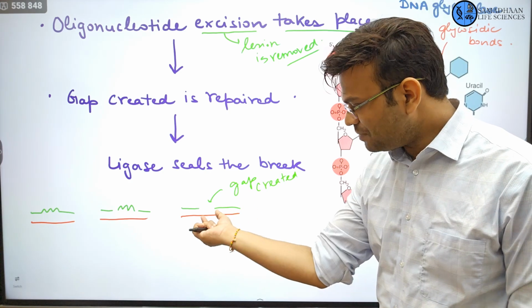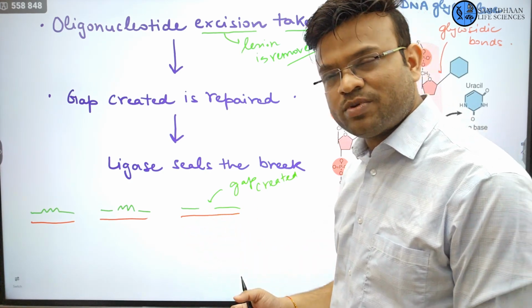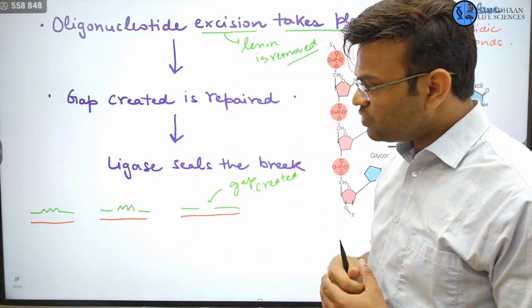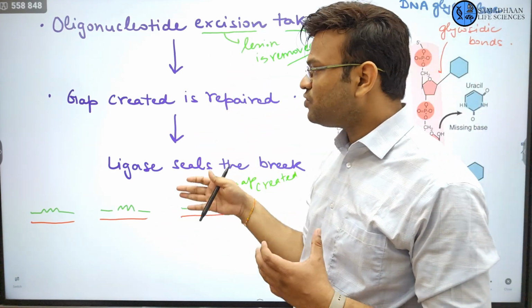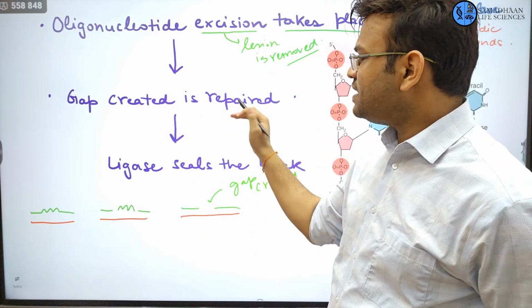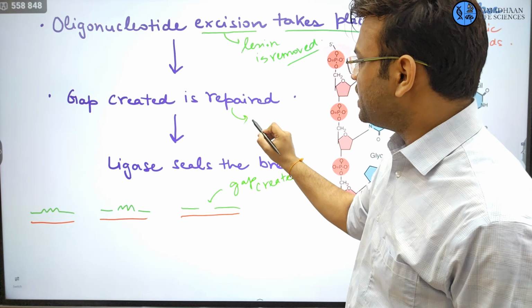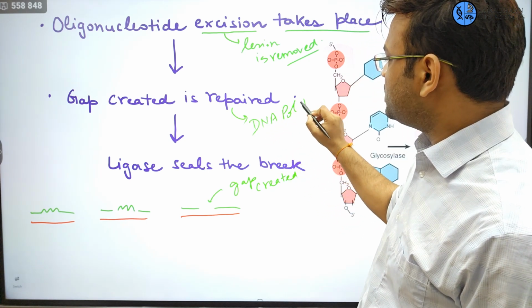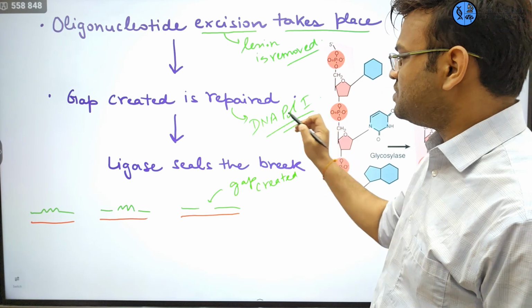Okay, now this is a gap that has been created and this gap has to be filled. Now which enzyme would be used over here to fill the gap? Obviously, the gap is repaired by an enzyme called DNA polymerase 1. I would be talking more about this enzyme in just a moment.